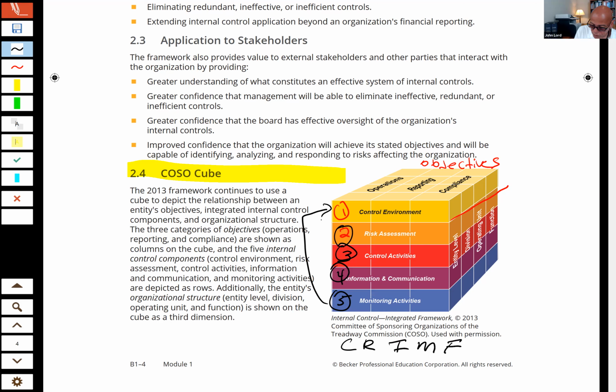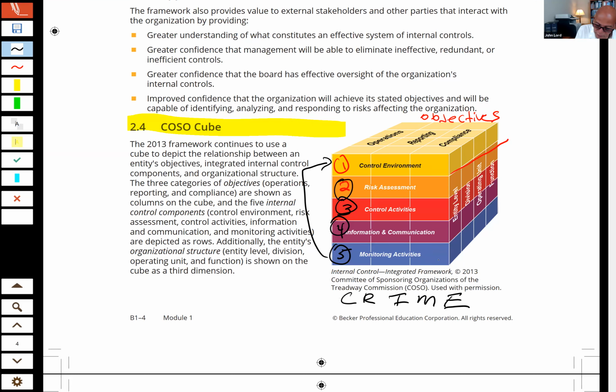Okay, so you can see this, and there is a mnemonic, CRIME, that is often used for this, that is used by Becker. The only problem is C stands for control environment, and then R stands for risk assessment, and then I would be information and communication. M is monitoring, and then the E is existing controls. Okay, that is the way sometimes folks try to remember that, or you can just make this a flashcard.